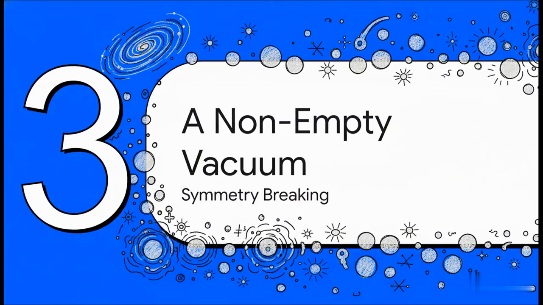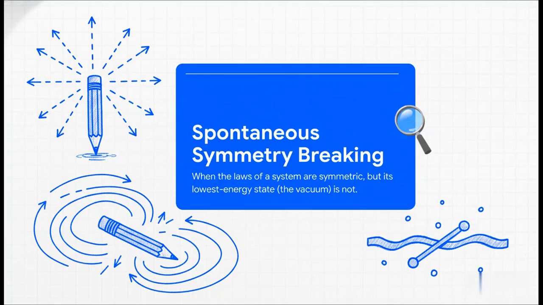Now, this is where the story takes a really cool turn. We usually think of a vacuum as just empty space, right? The lowest possible energy you can have. But it turns out, in our universe, the vacuum is not truly empty. And the reason for that is a phenomenon with a great name, spontaneous symmetry breaking.